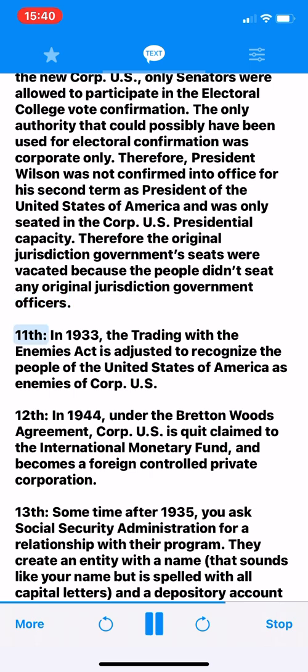Therefore, the original jurisdiction government seats were vacated because the people didn't seat any original jurisdiction government officers. 11th. In 1933, the Trading with the Enemies Act is adjusted to recognize the people of the United States of America as enemies of Corp. U.S. 12th. In 1944, under the Bretton Woods Agreement, Corp. U.S. is quit-claimed to the International Monetary Fund, and becomes a foreign-controlled private corporation.